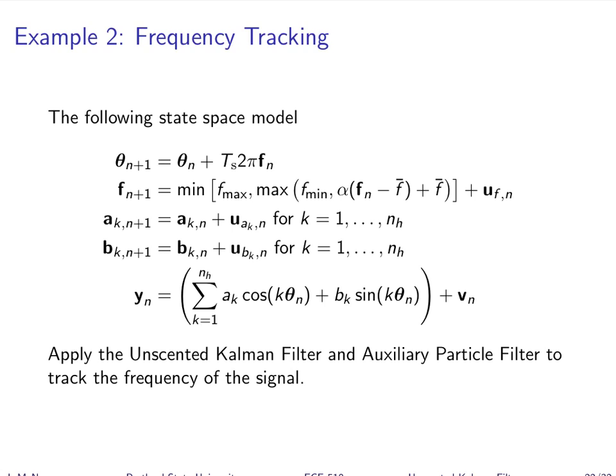But basically, this is a generalization of a Fourier series representation of a periodic signal to the case where the fundamental frequency is changing over time. And if you look at this carefully, you'll see some things you recognize. The linear coefficients here that are unknown, AK and BK, that are being multiplied by the cosine and the sine, are following just random walk processes.